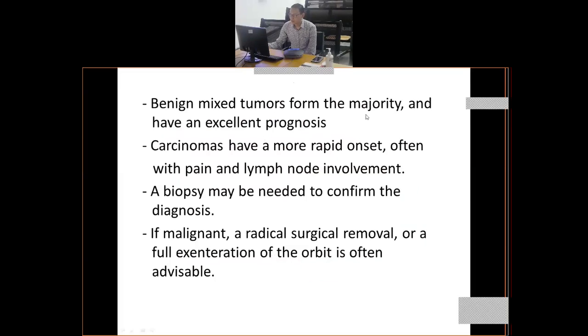Benign mixed tumor forms a majority of the cases and has an excellent prognosis. Carcinomas have more rapid onset, often with pain and lymph node involvement. A biopsy may be needed to confirm the diagnosis. If malignant, radical surgical removal or full exenteration of the orbit is advisable.